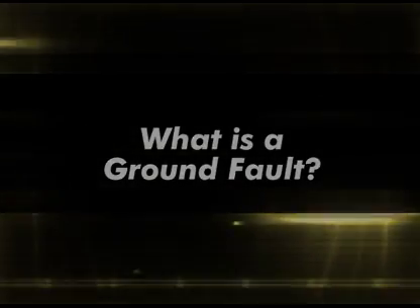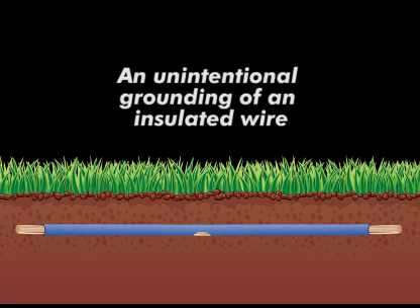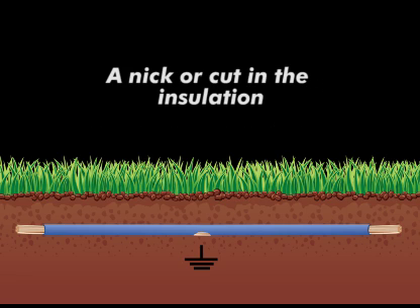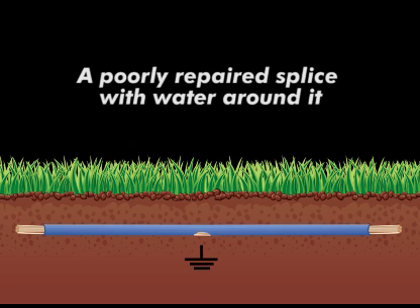What is a ground fault? A ground fault is an unintentional grounding of an insulated wire. What can cause a ground fault? A nick or cut in the insulation.